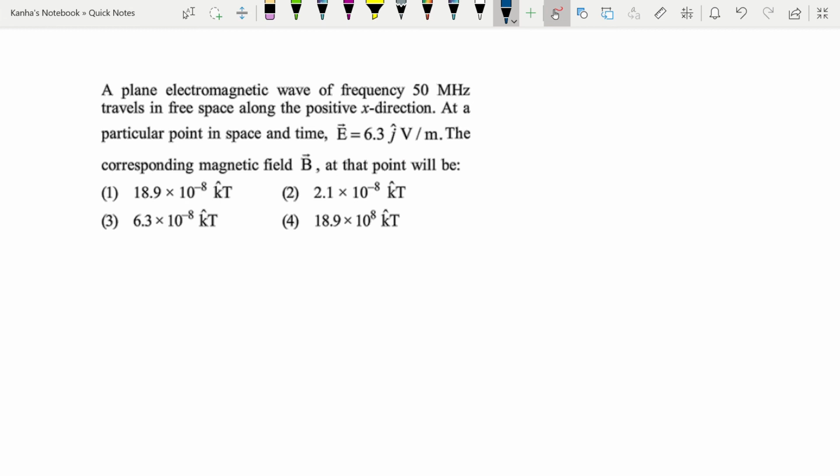Let's solve a question. A plane electromagnetic wave of frequency 50 megahertz travels in free space along the positive x direction. At a particular point in space and time, my electric field vector is given by 6.3 j cap. The corresponding magnetic field B at that point will be how much? So first of all, we know that the amplitudes are related by the relation mod of E divided by mod of B is equal to c.